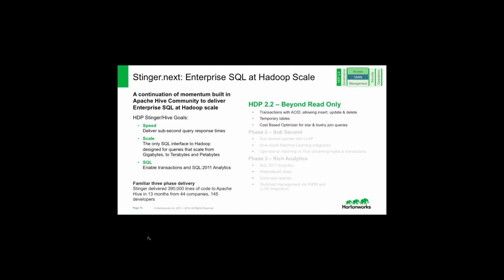So as we look forward, there is now an effort called Stinger.next to further increase the performance and functionality of Hive. And one of the things that I think a lot of people are most excited about is the concept of ACID transactions in Hive. And this will be available in HDP 2.2, which is coming out very soon, within the next couple of weeks, I believe. So what this will allow is the insert, update, and delete of data within Hive. So this introduces new ways of processing data.